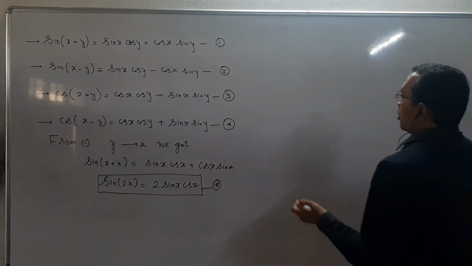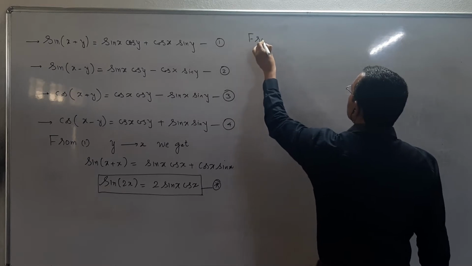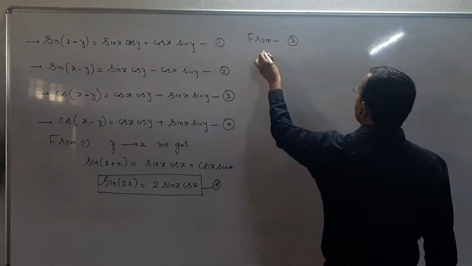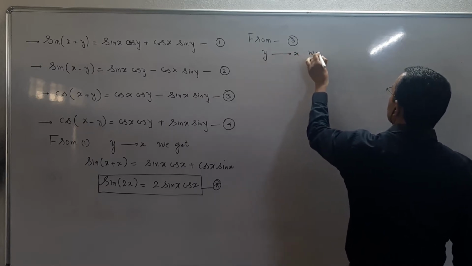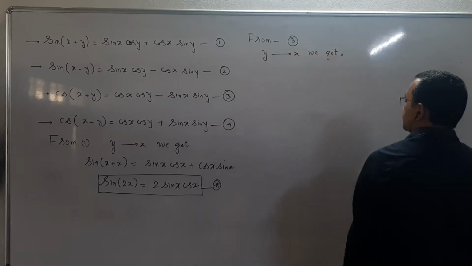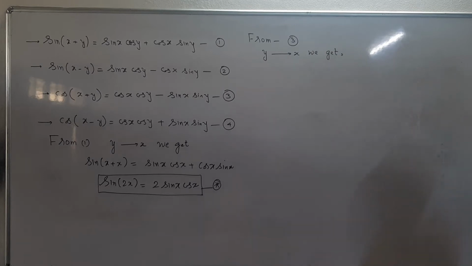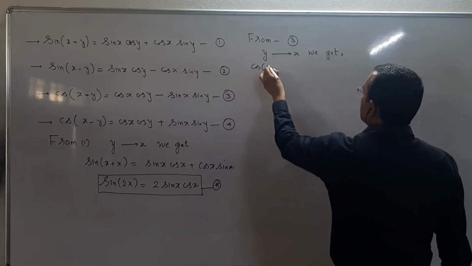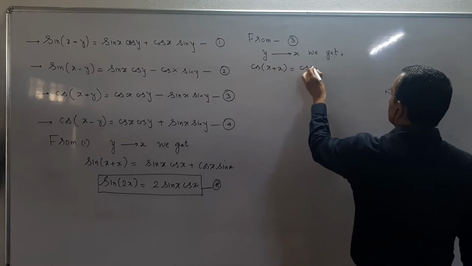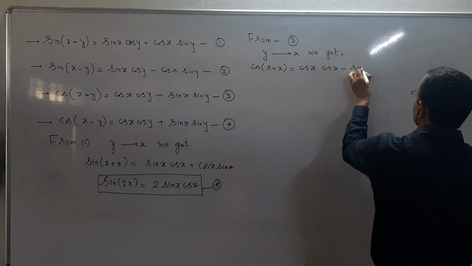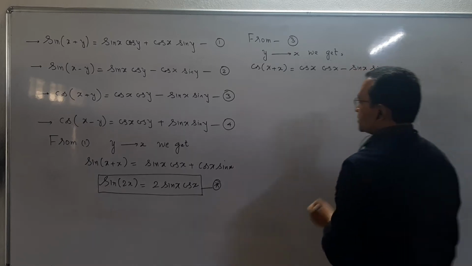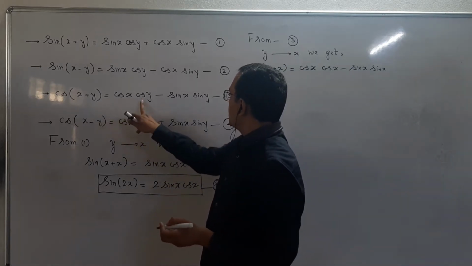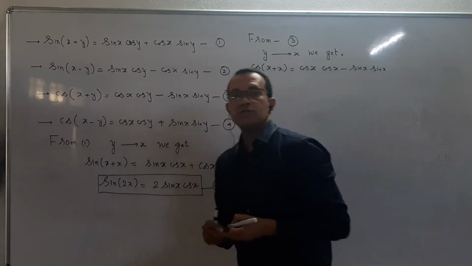Now, from result 3, replacing y by x, we get. Now, pay attention, this is something which is very, very interesting. Cos of x plus x is cos x into cos x minus sin x into sin x. Check. This will become cos x into cos x minus sin x into sin x.